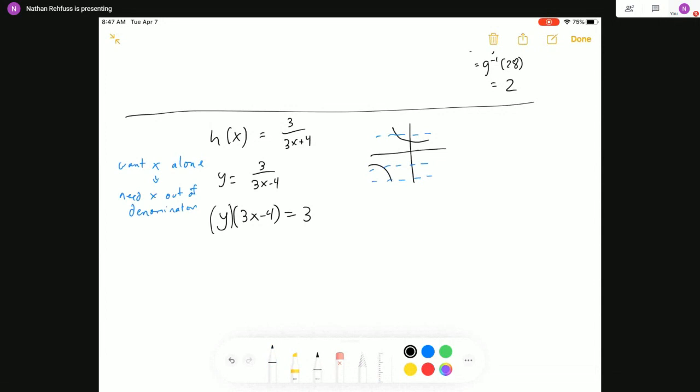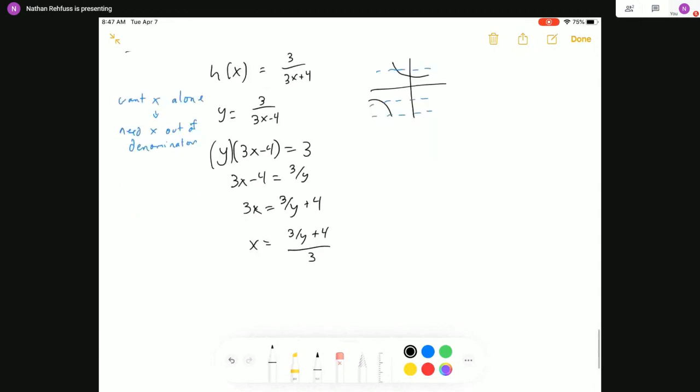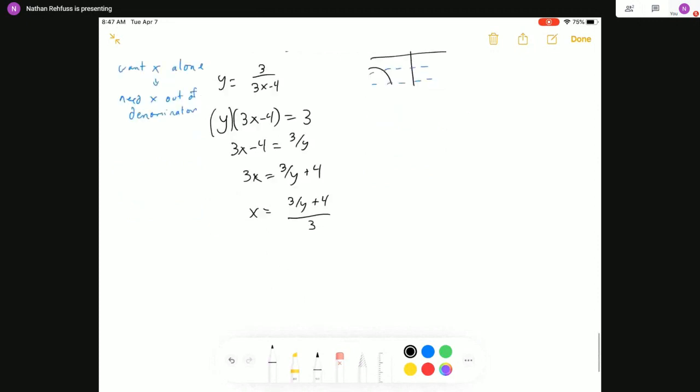Now I'm trying to get x by itself. So as a matter of fact, the next thing I'm going to do is divide both sides by y and write 3x minus 4 equals 3 divided by y. Then I can add 4. Then I can divide by 3. And that should be the inverse function. The only thing I have left to do is say, well, that was f inverse of y was 3 over y plus 4 divided by 3.